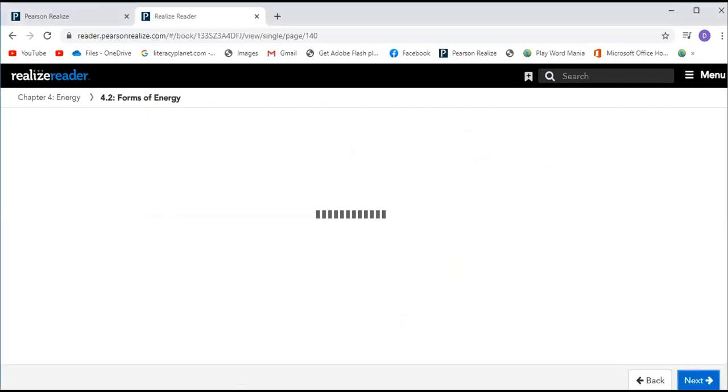Okay, how can I calculate this mechanical energy? We can calculate the mechanical energy by adding both kinetic energy and potential energy.